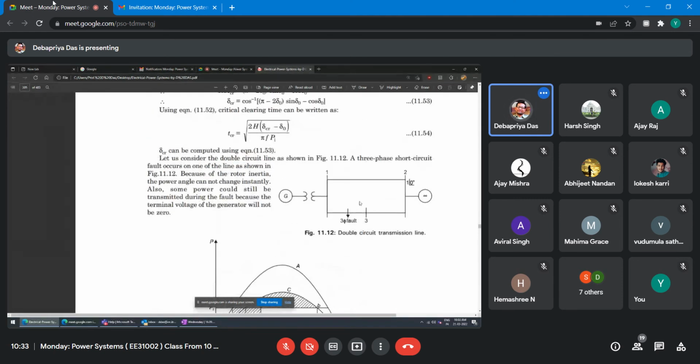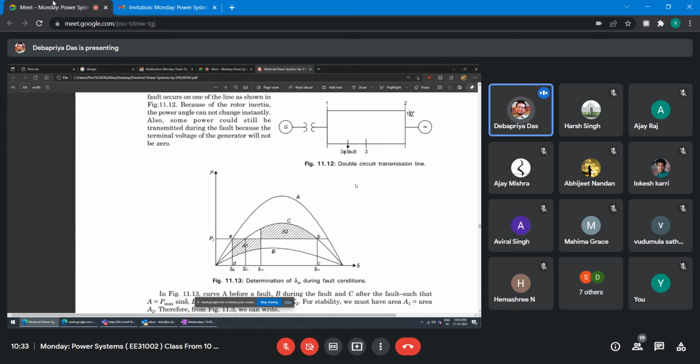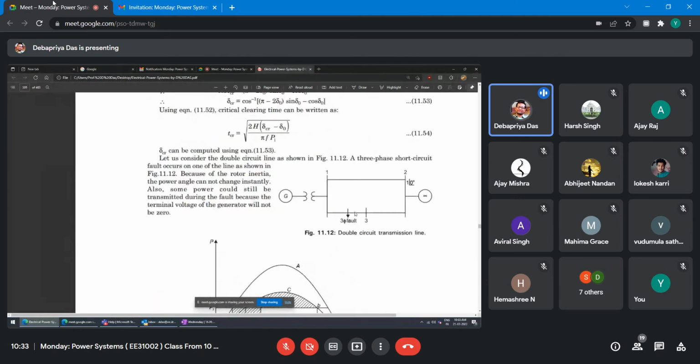Suppose you consider this double circuit line, right? So this is the generator and this is the infinite bus. This is a three bus problem, right? Earlier we have seen without fault, but here now a three-phase fault will be there in this line, right? Now a three-phase short circuit fault occurs on one of the lines as shown in this figure 12, right? Because of the rotor inertia, the power angle cannot change instantly, right? Also some power could still be transmitted during the fault because the terminal voltage of the generator will not be zero, because it is a double circuit line, right?